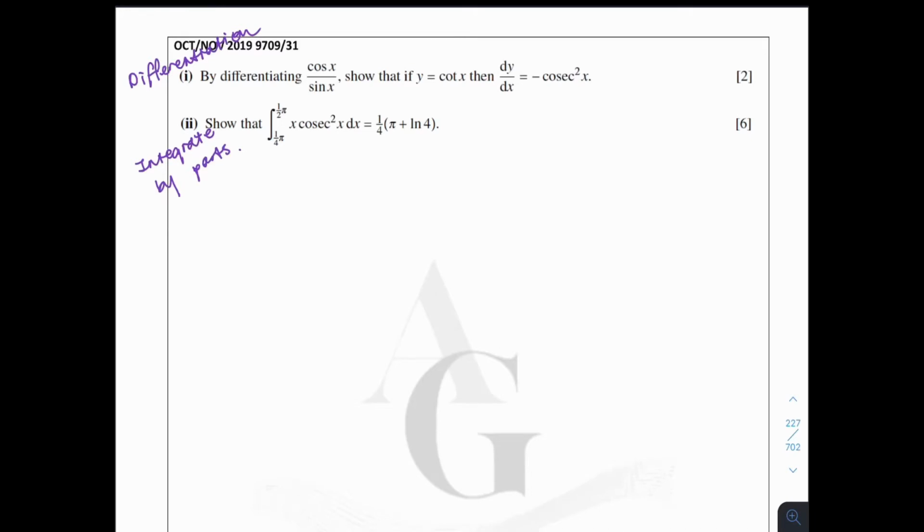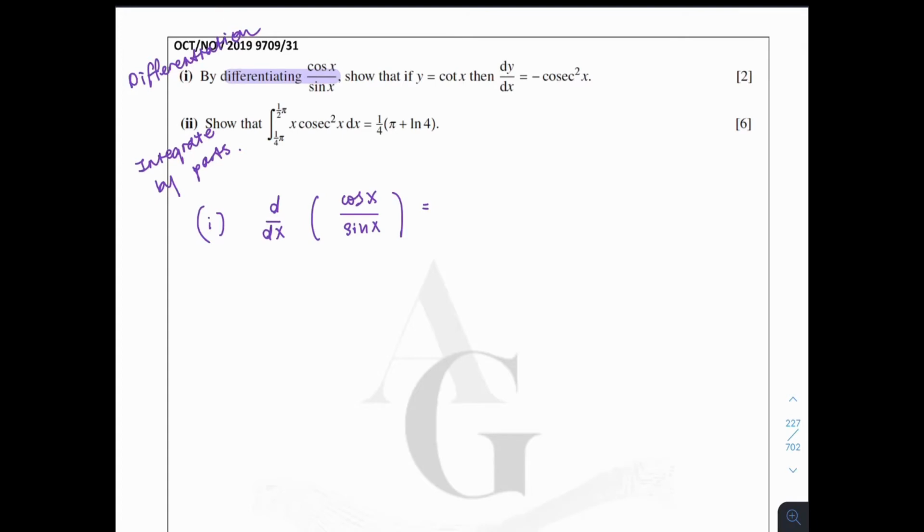So let's start with part 1. According to the question, you are asked to differentiate cos x over sin x. So let's do part 1. Differentiate cos x over sin x. This is a quotient, so we need to differentiate by using the quotient rule.